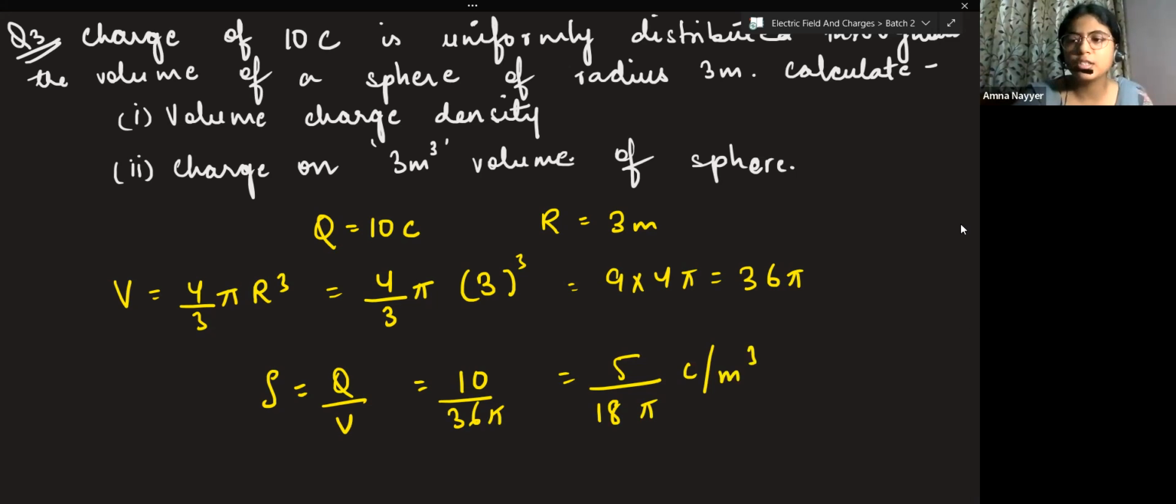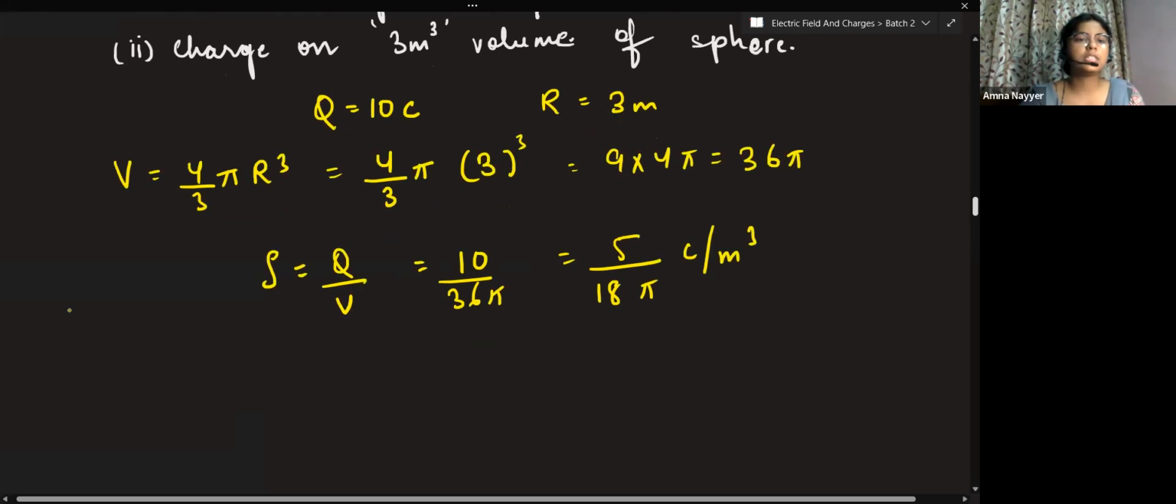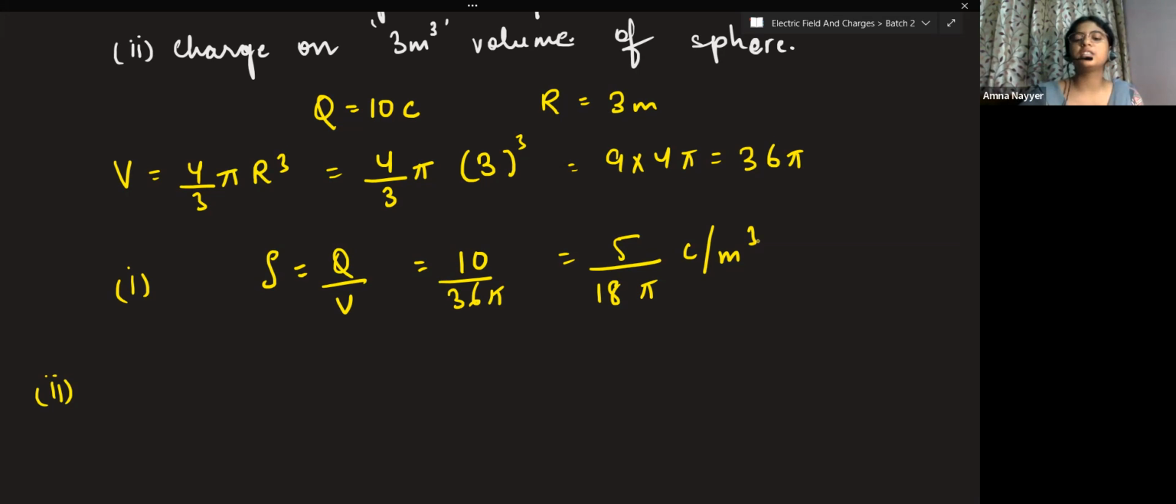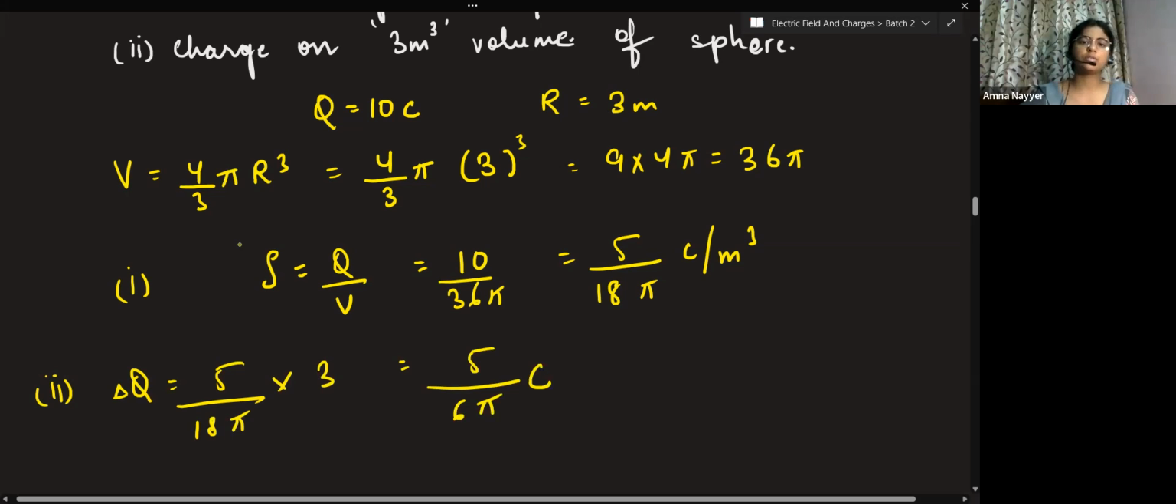Now it has asked you to calculate the charge on 3 meter cube volume of the sphere. So this was the first part, this was the second part. This means 1 meter cube has 5 by 18 pi coulomb of charge present. So how much charge will be present on 3 meter cube? Simply multiply it. So delta Q will be 5 by 18 pi into 3. This will be 5 by 6 pi. All right. So all those who did not try, just note down the solution.